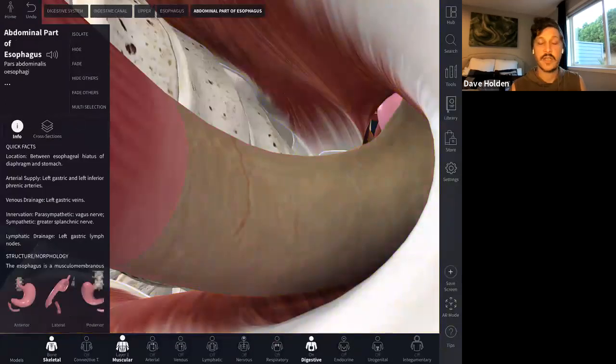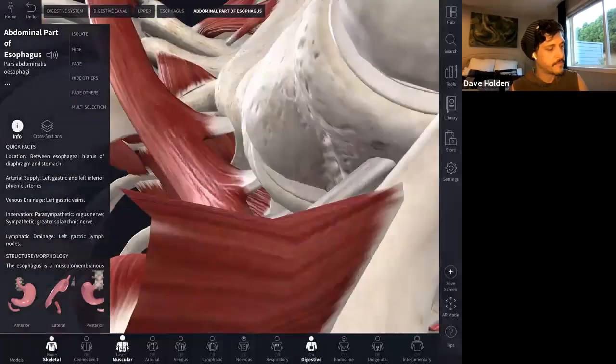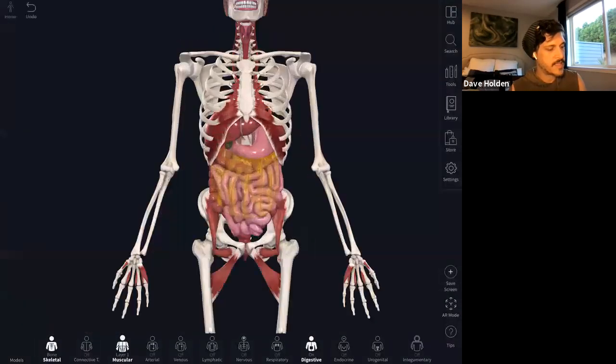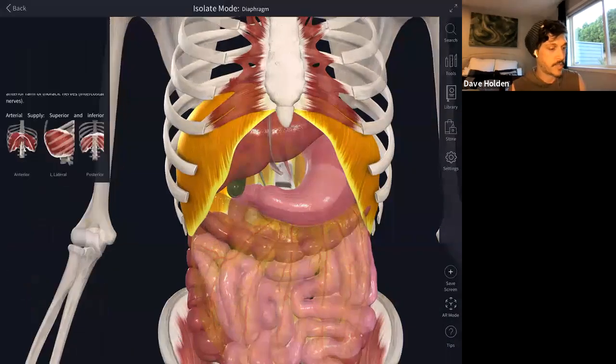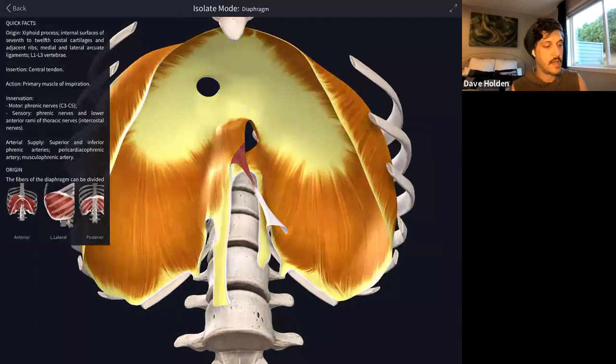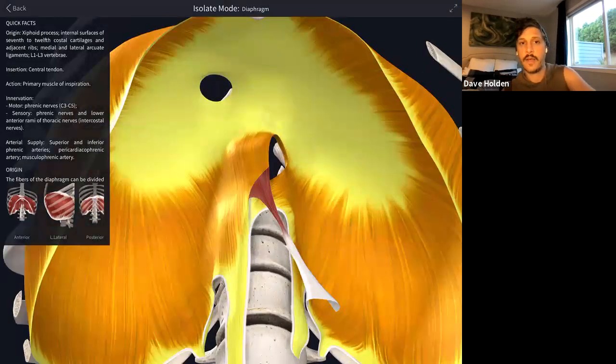So here's your esophagus, and it has to pass through the diaphragm. The diaphragm itself will have several holes in it. The esophageal hiatus is the hole that is for the esophagus. You can also see the other hole up there at kind of your 11 o'clock position. That is the hole for the inferior vena cava to head up to the heart.